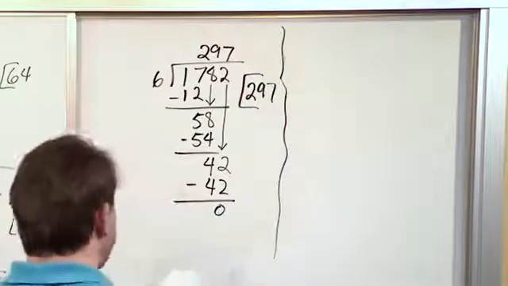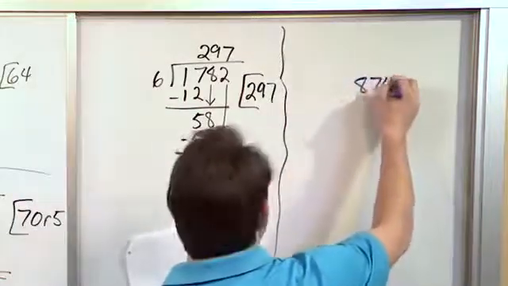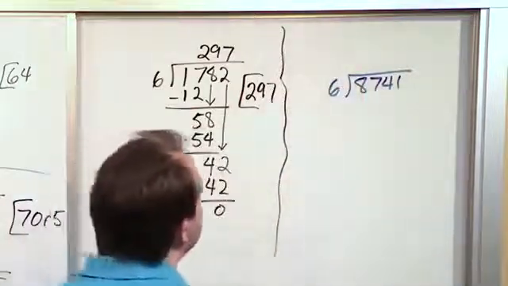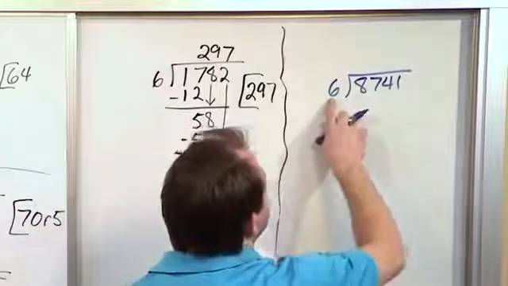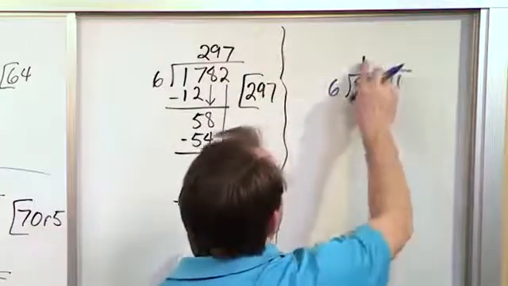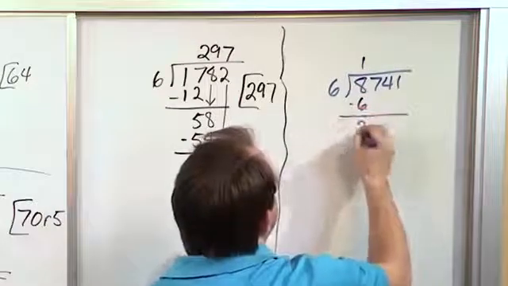All right, we just have a couple more problems, just getting a little more practice. What if we have 8,741 and we're dividing by the number 6? So the first thing you say is, how many times can 6 go into 8? Well, that can actually go 1 time, so we put the 1 right there, and we multiply. 1 times 6 is 6, and we subtract.